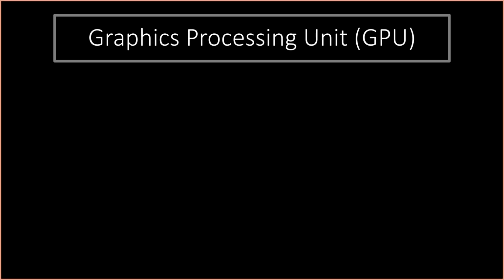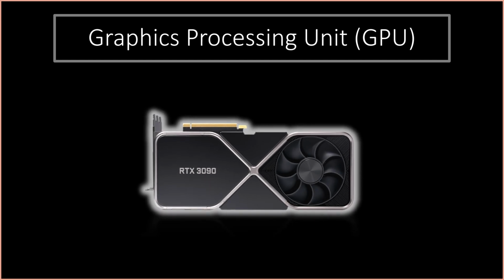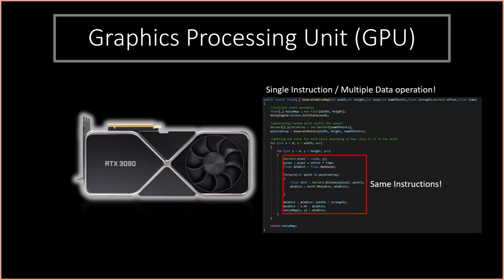An alternative way to utilize parallel computing is to utilize our graphics processing unit, also known as GPU. Our GPU is well suited for parallel computing due to the way it is designed. It has a huge number of cores which allows it to perform many calculations simultaneously, making it highly effective for tasks that can be parallelized. The GPU also highly specializes at single instruction, multiple data operations like the one we have for our noise generator.